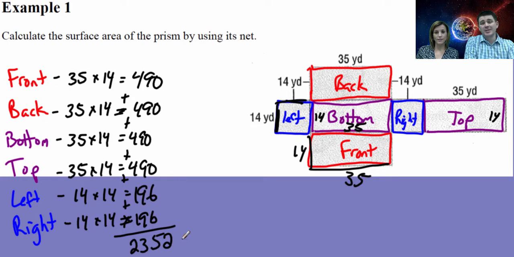Since we're dealing in surface area, areas always have units squared, so this is going to be yards squared. So all we did was use our net to find the length and width, or the base and height, for each rectangle. That's a square, by the way. Here too looks like a circle. It's okay. Squared. Here we go. Moving on.